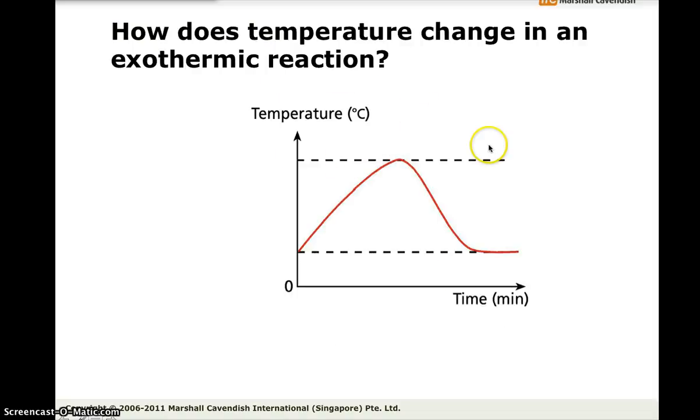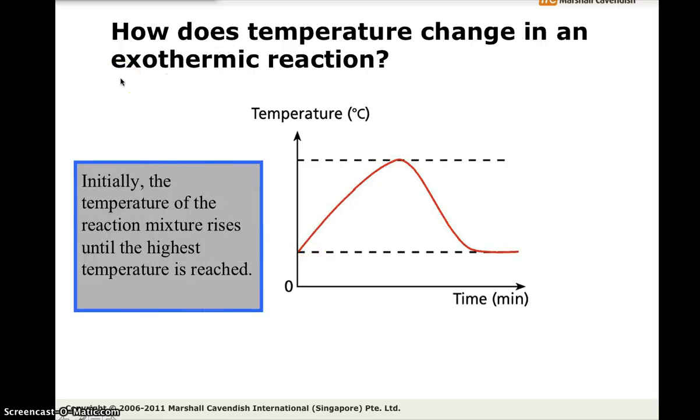Let's try to analyze the graph over here. Pay close attention to the y-axis. It says temperature, even though it's not mentioned over here. You need to know that we are referring to the temperature of the surrounding. You notice that the temperature of the surrounding rises. It goes to show that this is an exothermic reaction. So the temperature rises until the highest temperature is reached.